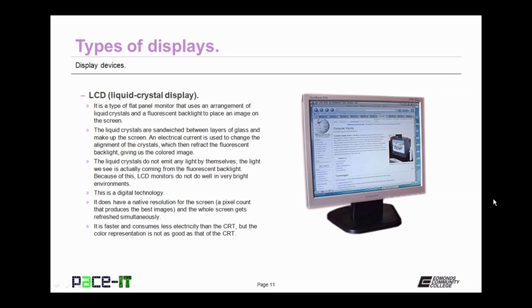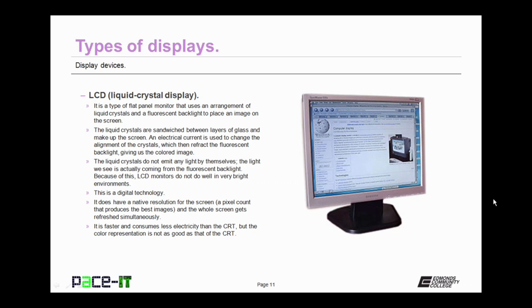Now let's talk about the LCD display, the liquid crystal display. Now this is a type of flat panel monitor that uses an arrangement of liquid crystals and a fluorescent backlight to place an image on the screen. The liquid crystals are sandwiched between layers of glass and make up the screen that you see. An electrical current is used to change the alignment of the crystals, which then refract the fluorescent backlight, giving us the colored image. The liquid crystals do not emit any light by themselves. The light we see is actually coming from the fluorescent backlight.